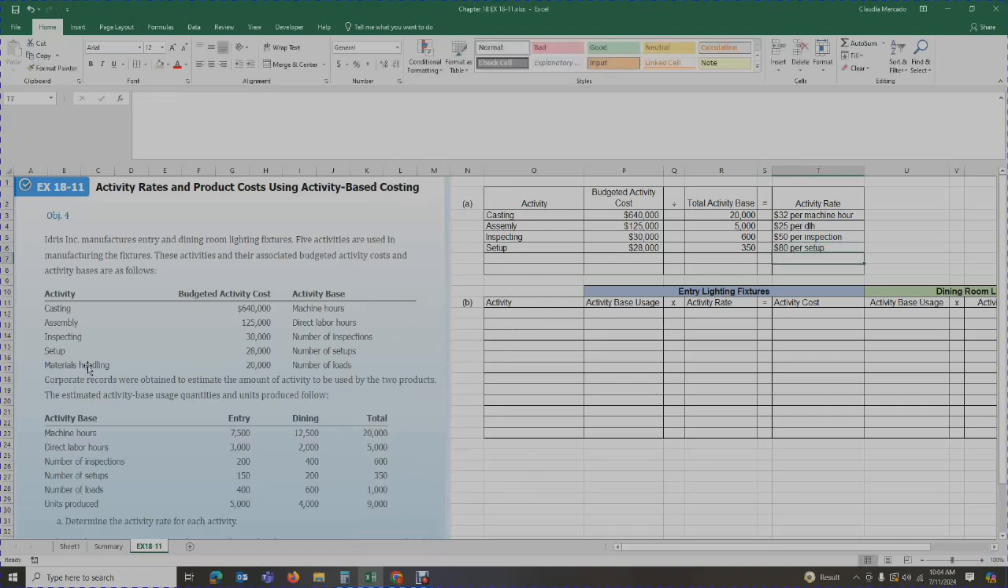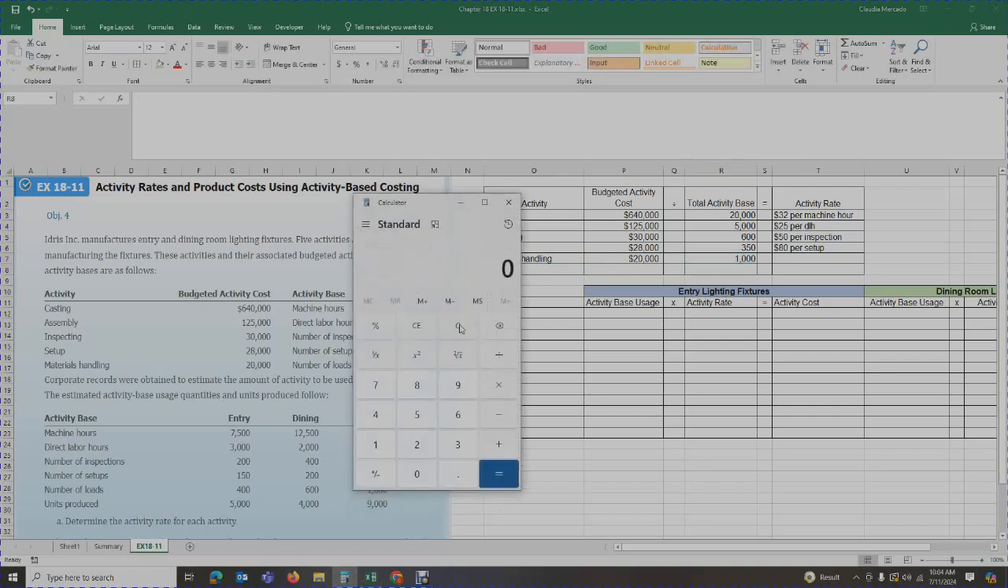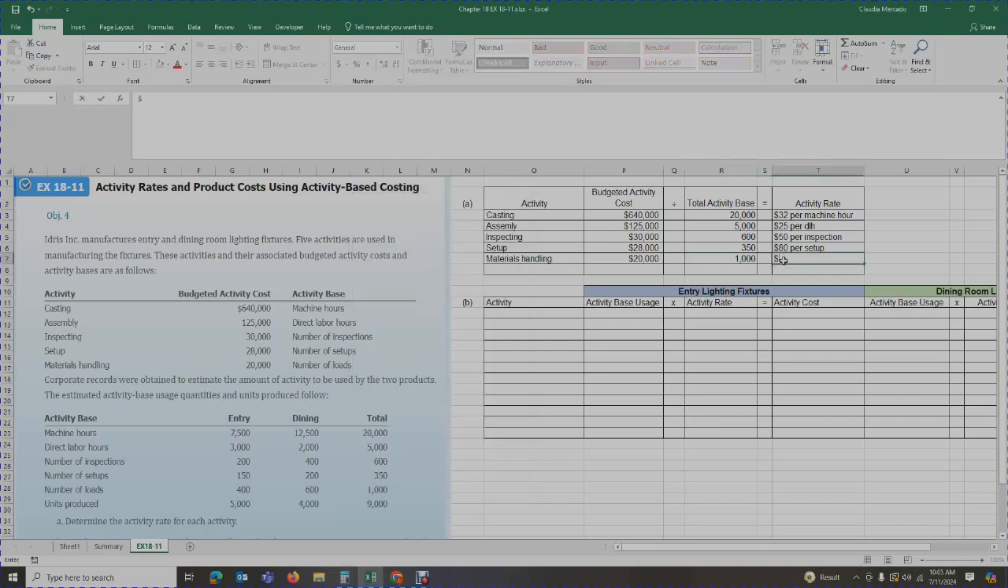And then last but not least, we've got materials handling. We spend $20,000 on that, and we're going to divide that by the number of loads. We are anticipating having 1,000 loads. So we are going to get 20,000 divided by 1,000. That's going to give me $20 per load.